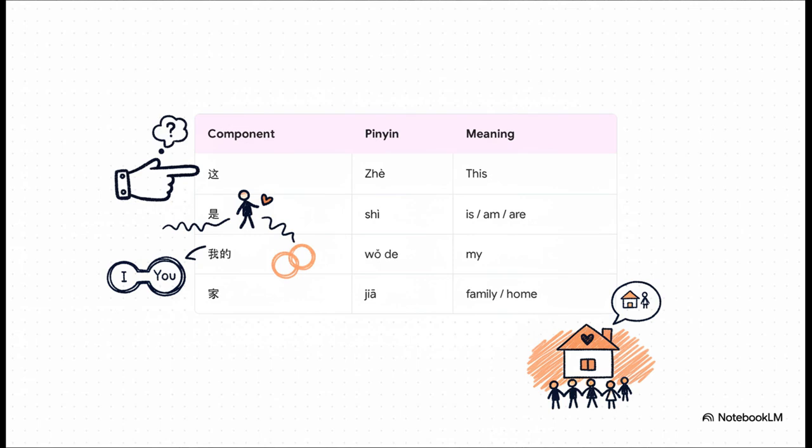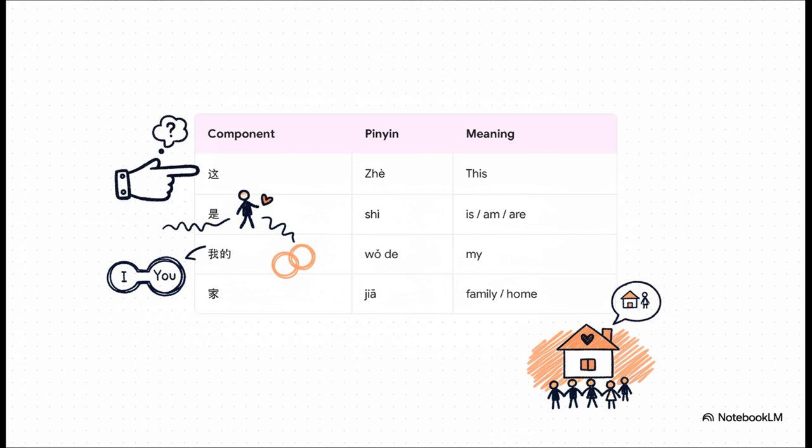Okay, let's really pull this sentence apart piece by piece. We start with zhe, fourth tone, meaning this. Then we have shi, also a fourth tone, which is the verb to be. Then comes our possessive phrase that you already know, 我的, my. And finally, we have jia, first tone.